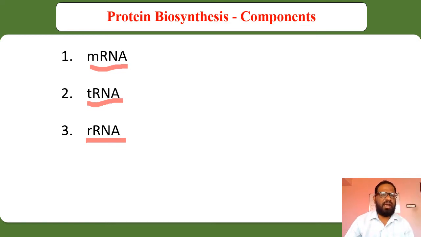They have only one function, that is to construct the ribosome. Since these particular RNAs are involved in constructing the ribosome, they are called ribosomal RNA. R stands for ribosomal RNA. This is very, very simple. M stands for the messenger RNA, T stands for the transfer RNA, and R stands for ribosomal, since they are part of the ribosome, that's why they are called the rRNA. This is also the third important component.